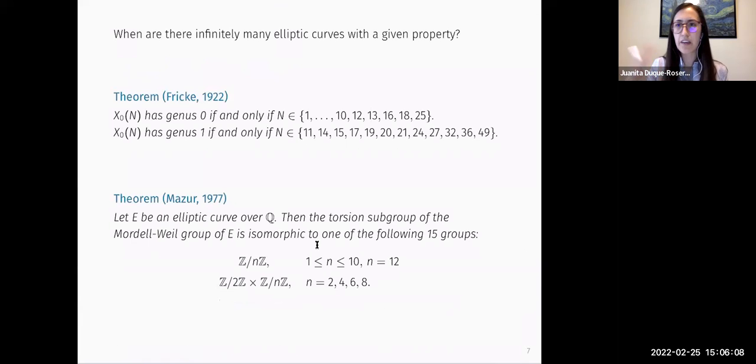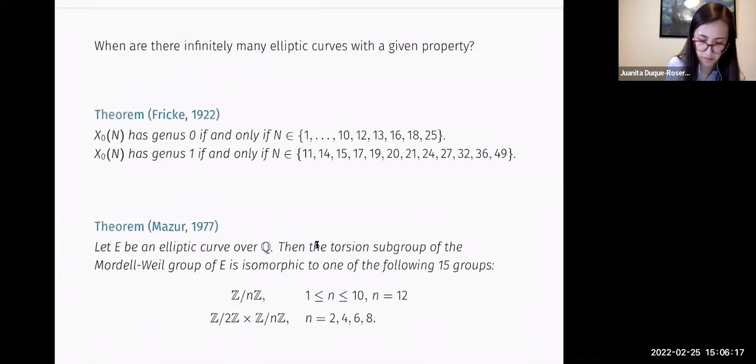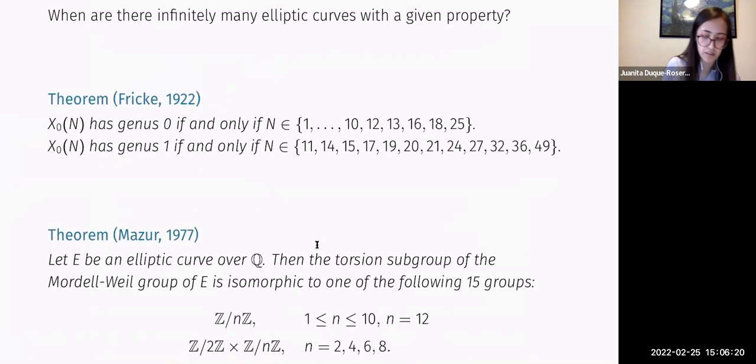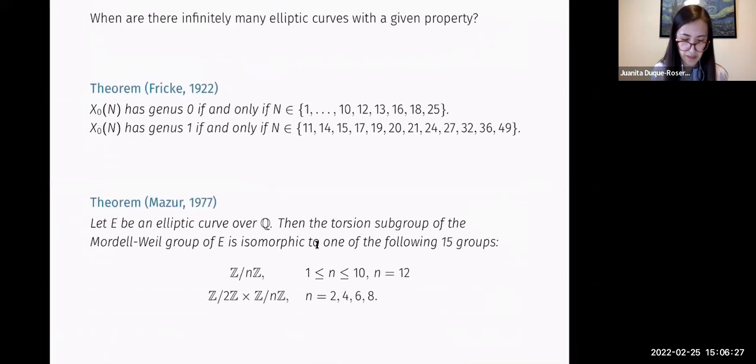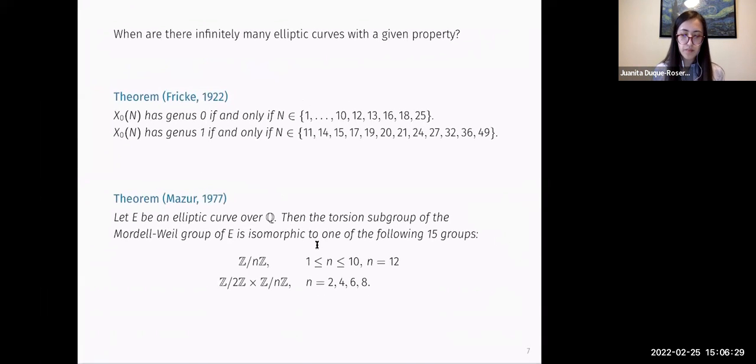So he actually classified all the classical modular curves, X naught. I have the result here, but there are similar results for X1s. That have genus 0, 1, and he actually did all up to genus 7, I think. So we know if there are infinitely many elliptic curves, for example, with an isogeny here, with a cyclic isogeny.